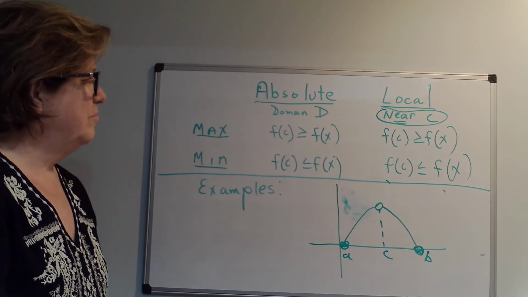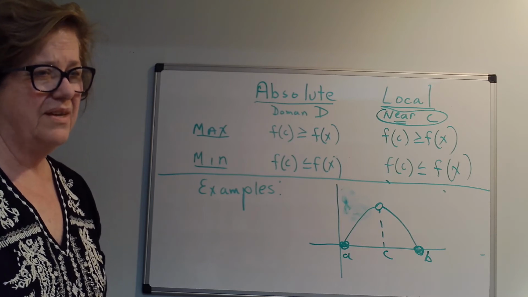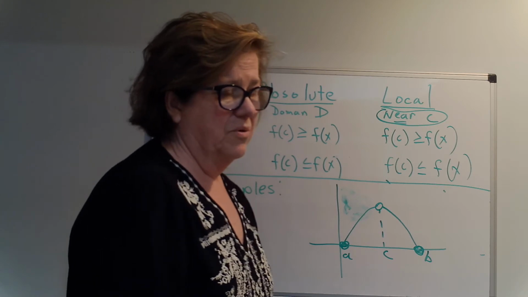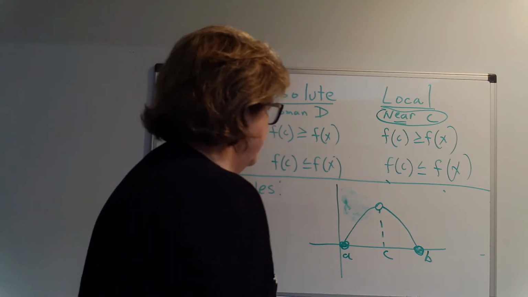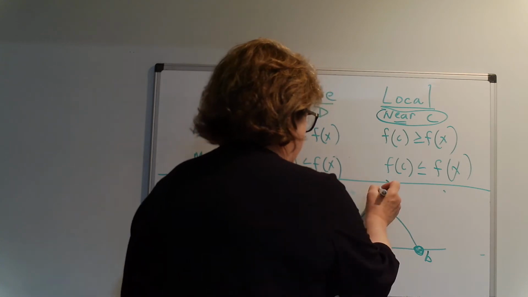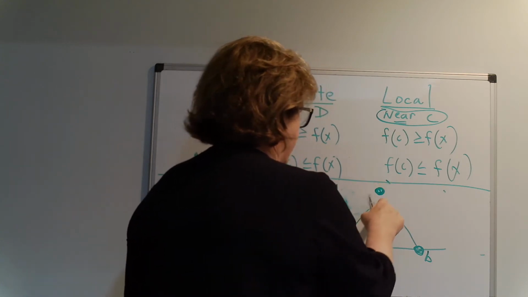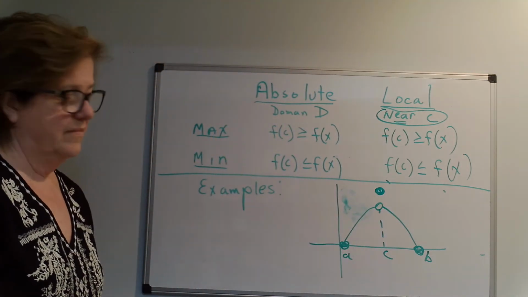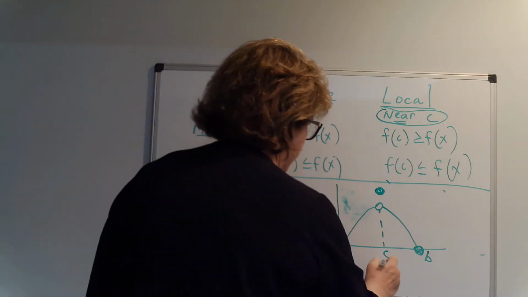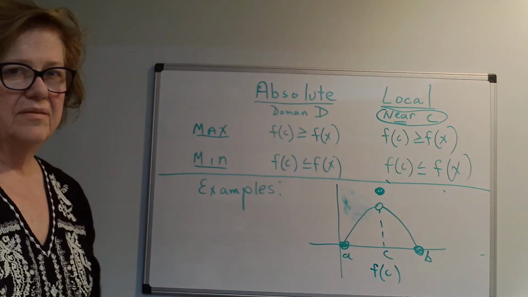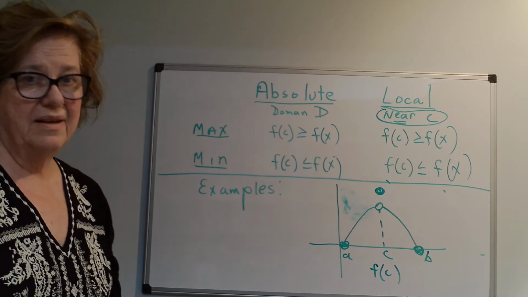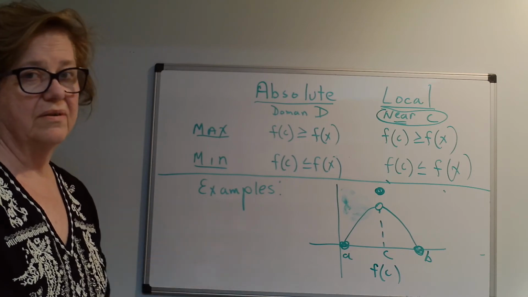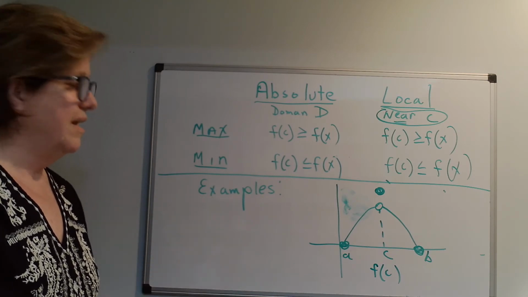Well, we can't even talk about f of c. So we can't say there's a minimum or an absolute minimum or maximum there. But what if we define c so that we have an open dot here, but we have a filled in dot here? Well, in that case, f at c is a local maximum and an absolute maximum. So that would work.